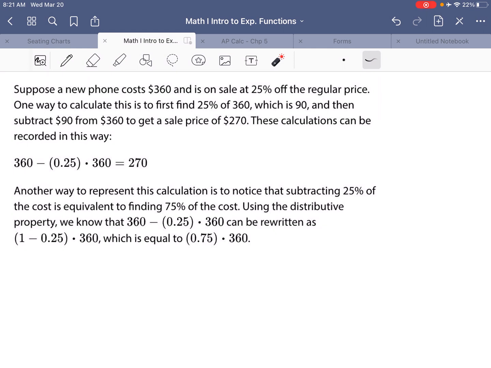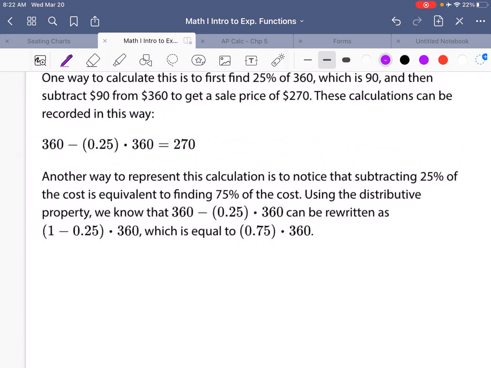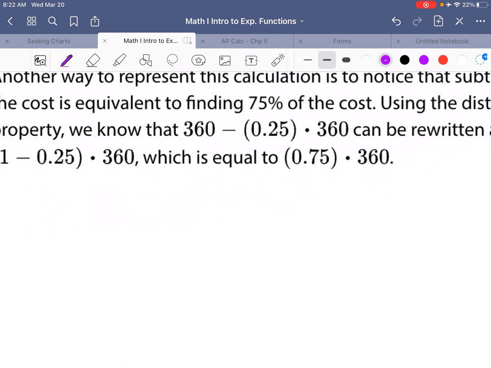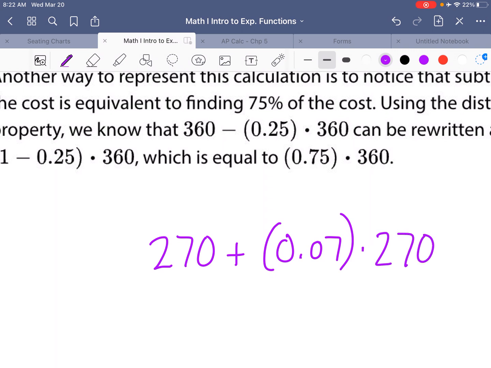Let's say you have a sale price of $270, but then you still have to pay sales tax. And that's 7% in addition to the price that you're paying. So we could find that in two ways. We could do 270 plus 0.07 times 270. That's one way to do it. That would give us 7% of 270, and we would add that.